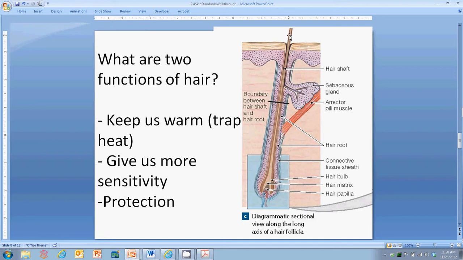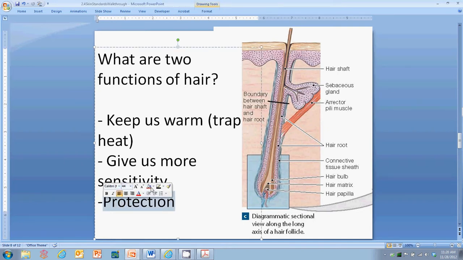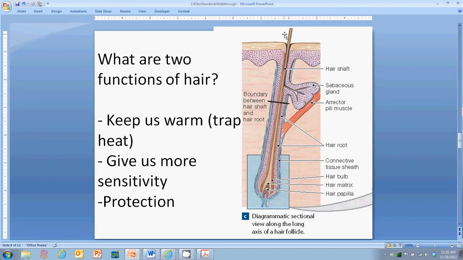Sensitivity. We also use hair for protection. Think of the top of your head. The hair acts like, if you rub your head on something, it doesn't get scratched, right? This is because the hair acts like a little soft covering. It's not a lot of protection, but it does provide some.